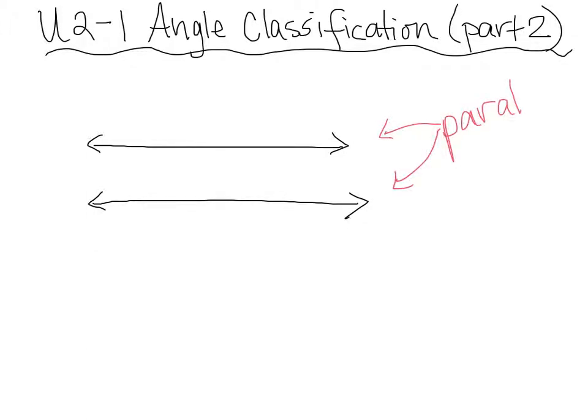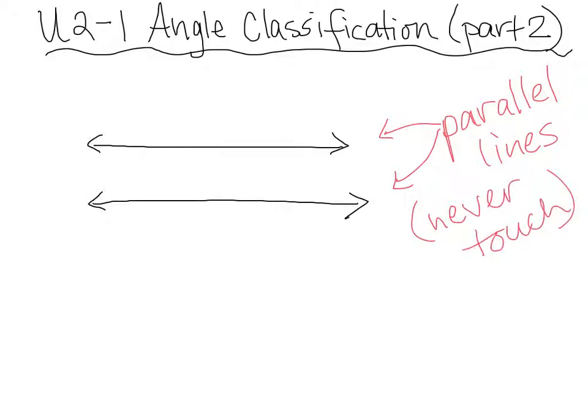Those are parallel lines, okay? And then they never touch. And a lot of times you might see symbols on a worksheet perhaps that show that two lines are parallel. They might look like this. Maybe extra little arrows perhaps along the lines. So if you see those arrows on these two lines, it means that they are parallel.